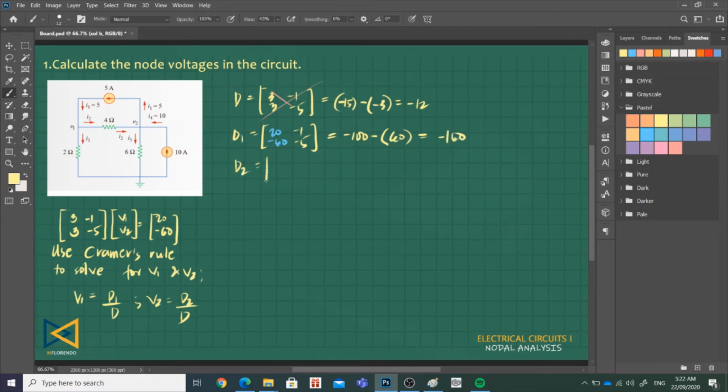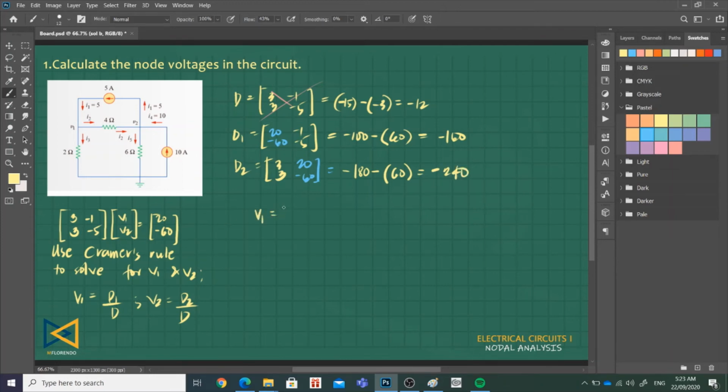And then si D sub 2 naman ay yung pangalawa. Yung pangalawang column ang papalitan natin ng 20 and negative 60. Sa 2 by 2, mabilis ang application or pagkuha ng determinants. But, you can also use your calculator, especially sa 3 by 3. Pwede nang gamitin yung calculator dito. So, 3 times negative 60, that is negative 180. Minus parenthesis agad 3 times 20, that is positive 60. So, negative 180 minus 60, that is negative 240.